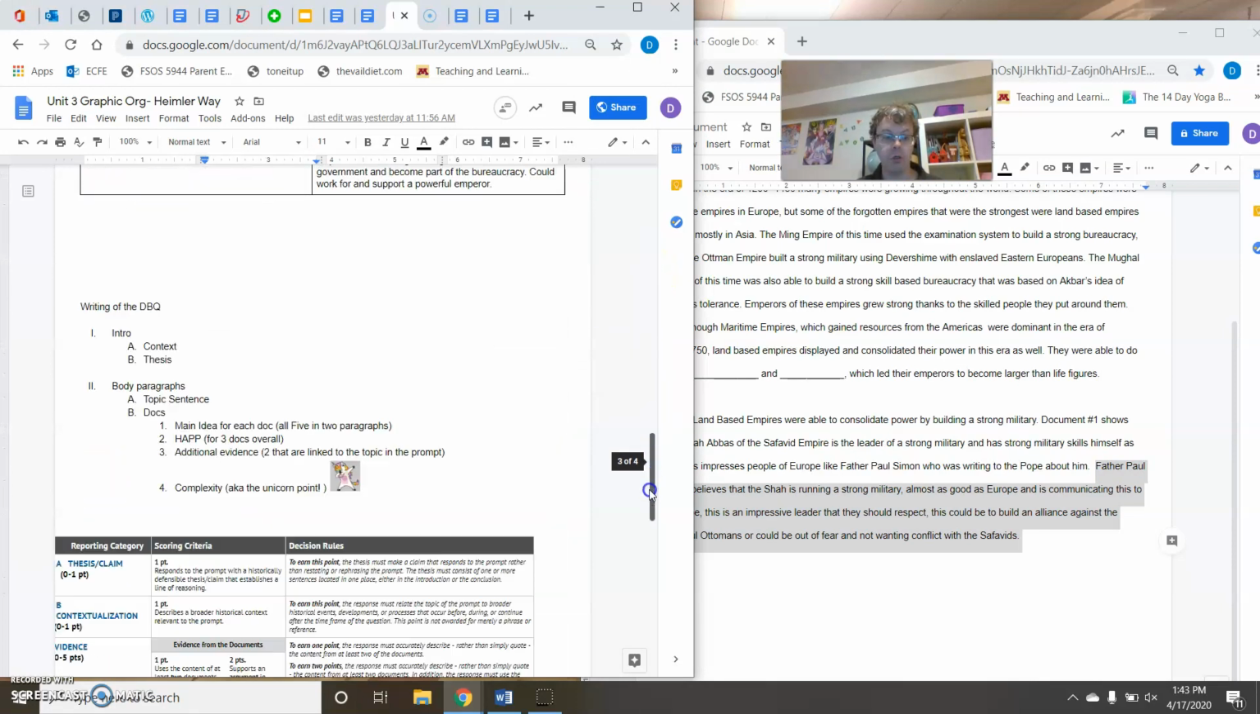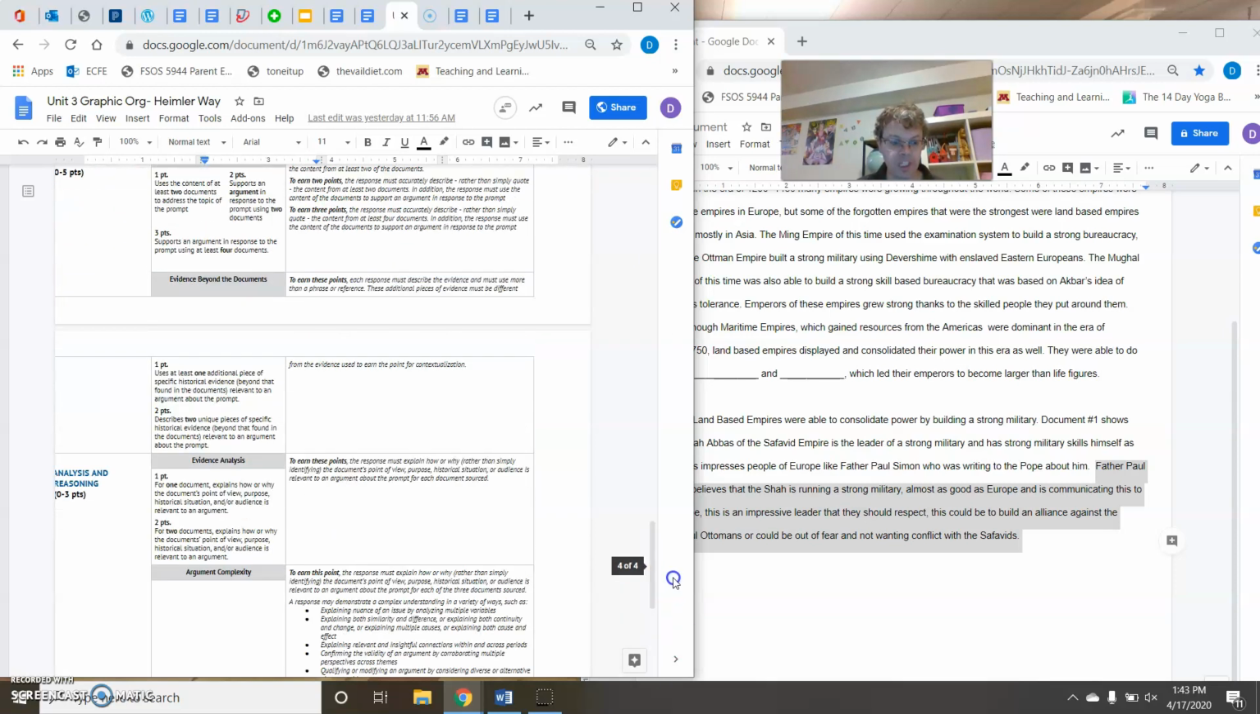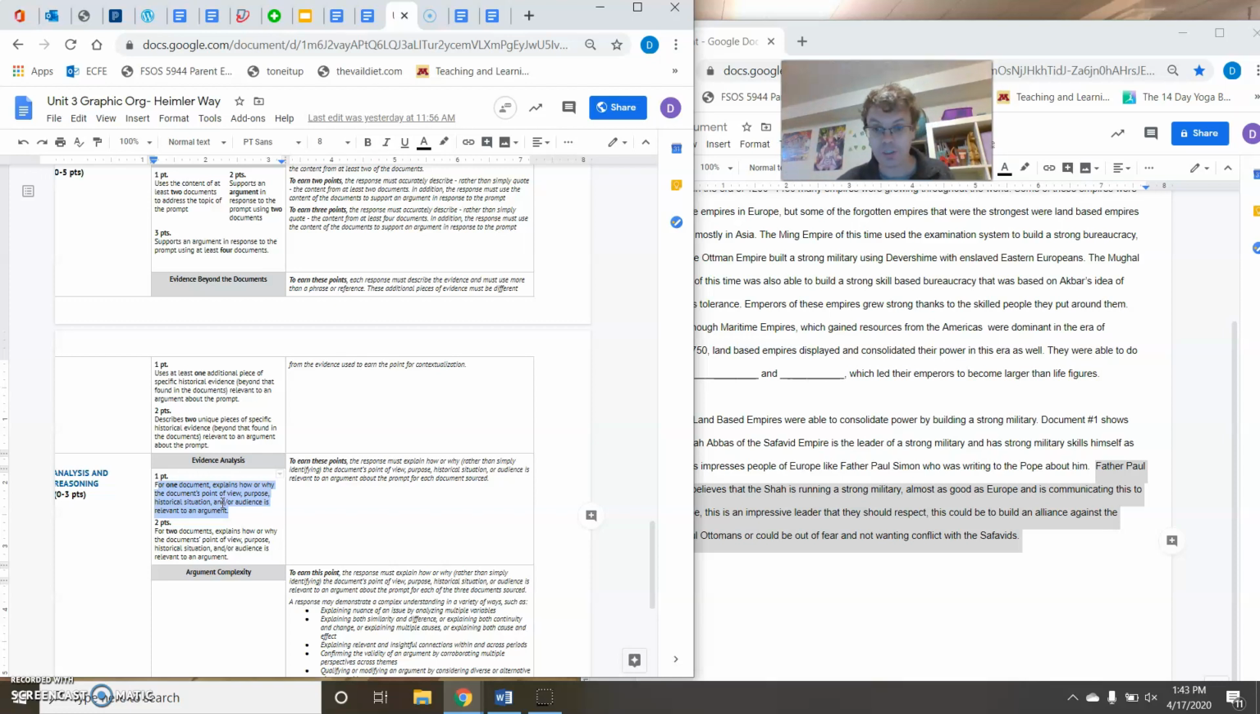Now I have HAP, or doing like a higher level thinking skill. So how would this work with my points? Now when I get here to where it says evidence analysis, it says here for 1 point, explain why the document's point of view, purpose, historical situation, or audience is relevant to the argument. For 1 document. I only have to do it for 1 document, I get 1 point. I just got a point there, all by itself, because I did one of the HAP steps with 1 document. If I do this with another one, I get another point, which is pretty awesome. I'm telling you guys, we can nail this DBQ, all right? Let me show you a little more.